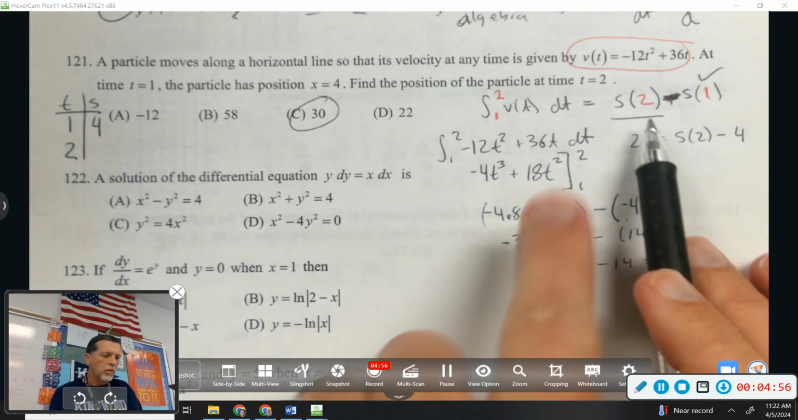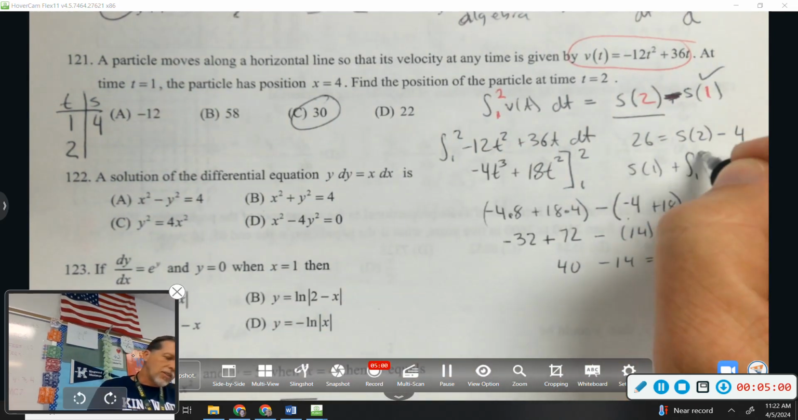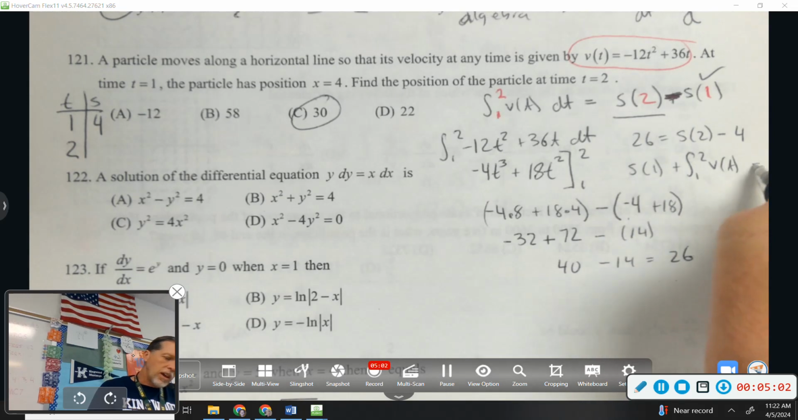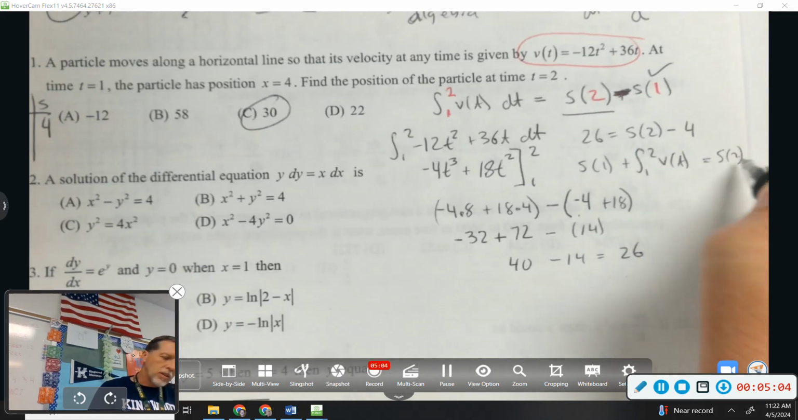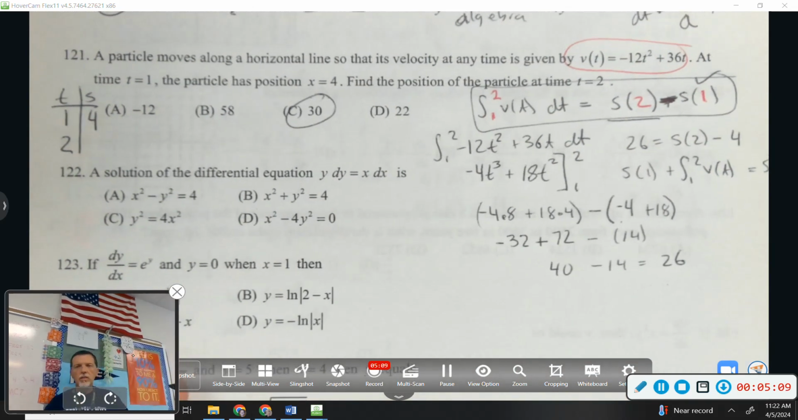Another way to sort of rearrange that equation is that you started at S of 1. You added some change in amount, and that landed you at S of 2. But most people start with that because that's the easiest, straightforward way to start.